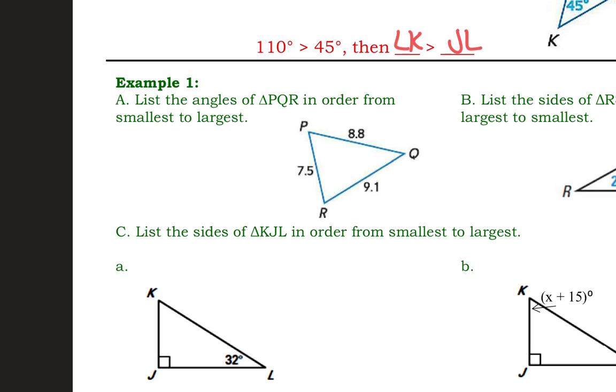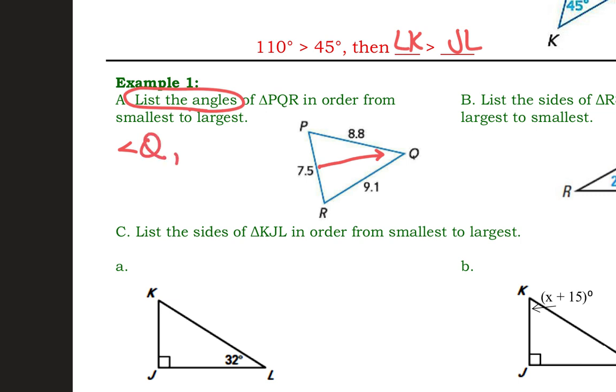Okay, let's look at the first example. It says list the angles of triangle PQR in order from smallest to largest. So in order to get the smallest angle, you're going to go to the smallest side. What's our smallest side here? 7.5. So the smallest side is 7.5. So the angle across from it is angle Q. That is your smallest angle because they're telling you to list the angles. So angle Q is your smallest.